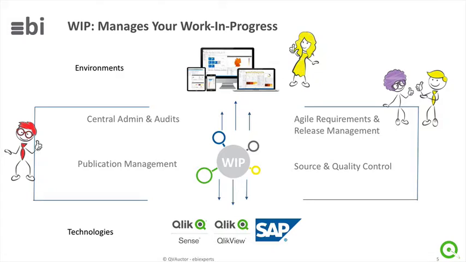So what is WIP? WIP manages your work in progress and sits between your different technologies and your user interface. It sits and manages all the lifecycle management changes within your Qlik environment. So it's taking care of your agile requirements and release management, source and quality control, publication management, and central administration and audits.